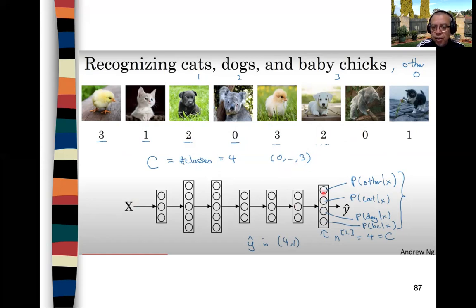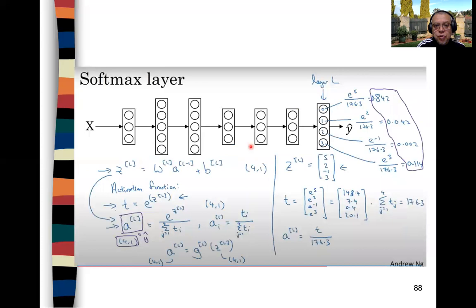At the output of our network, we're going to have 4 neurons, which give the probability of a cat given your image X, the probability of a dog given X, the probability of a chick given X, and the probability of others. And then you usually have a one-hot encoding, meaning that if it's a cat, the desired output is 0, 1, 0, 0. If it's a dog, the desired output is 0, 0, 1, 0, and so on. So it's one-hot encoding.